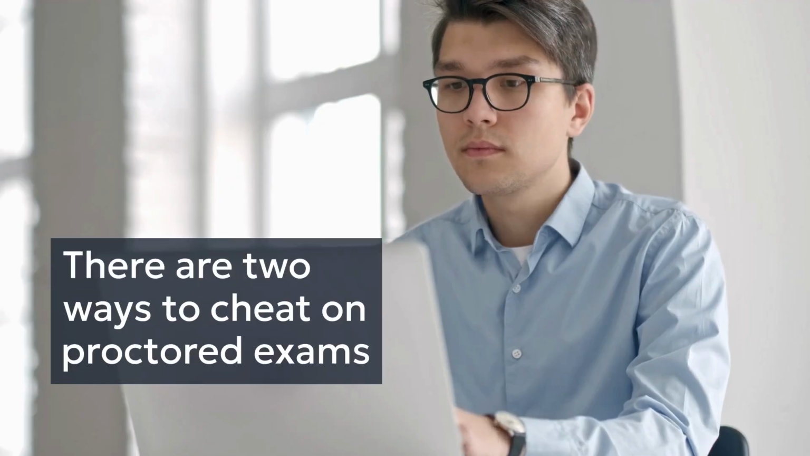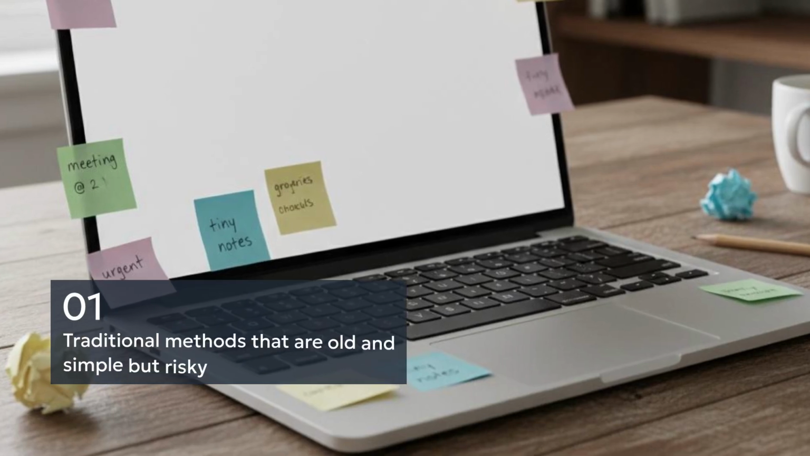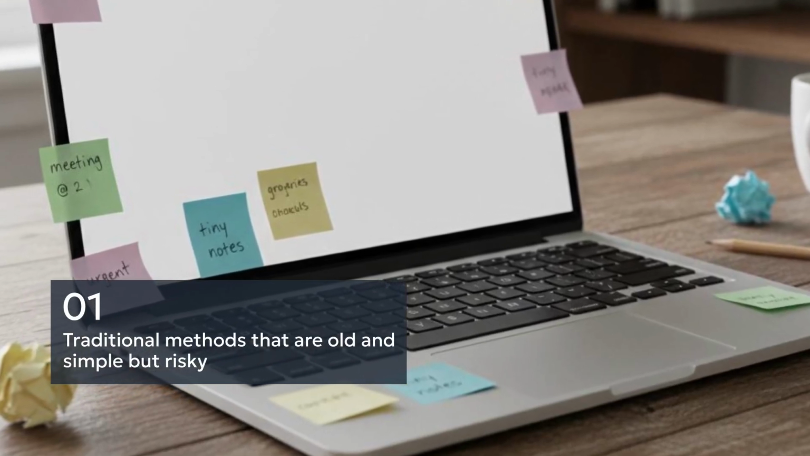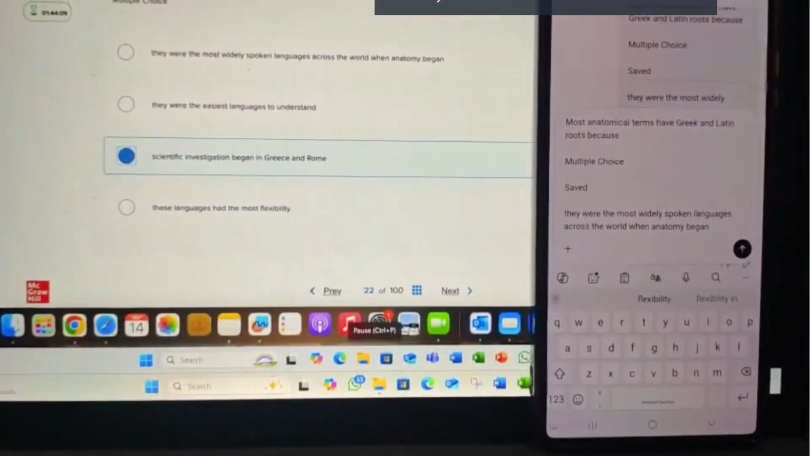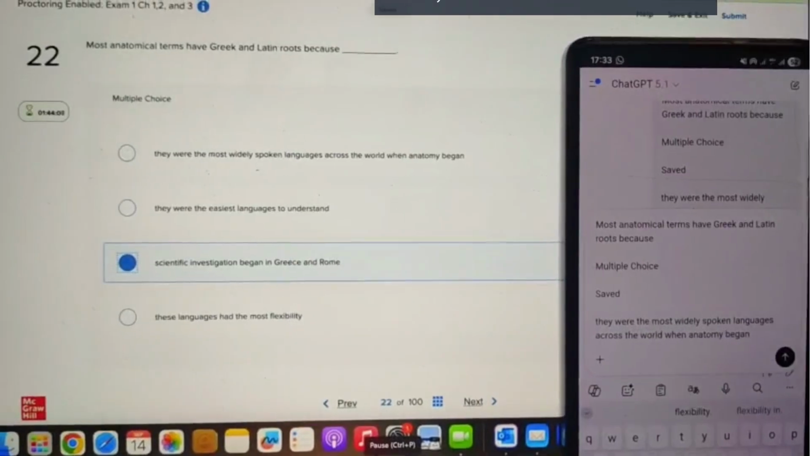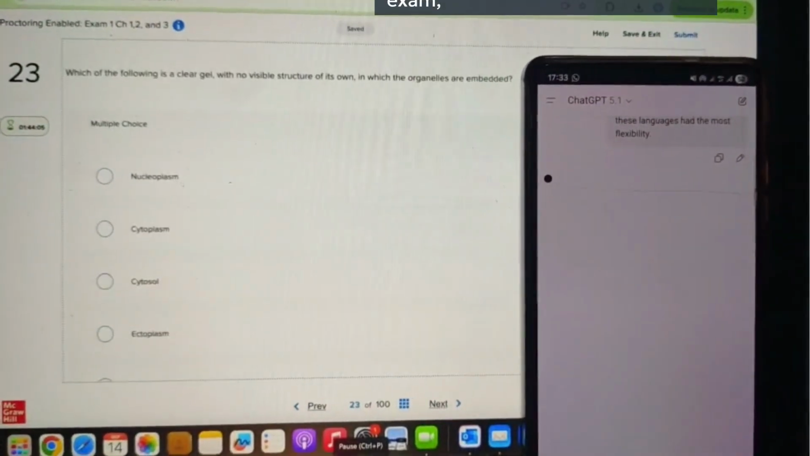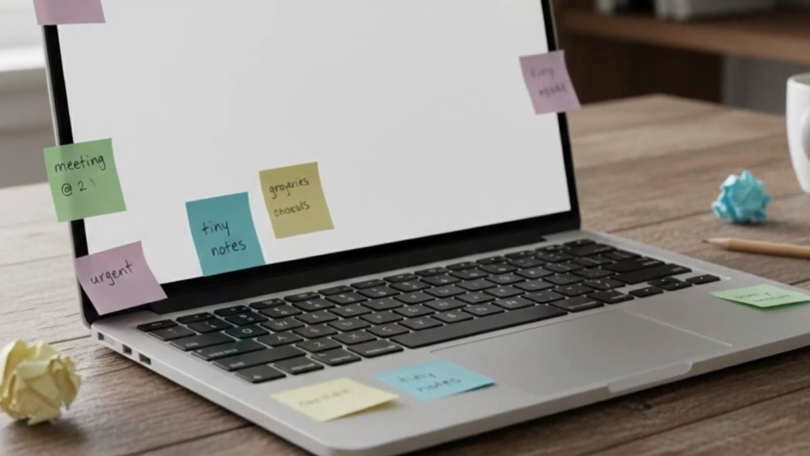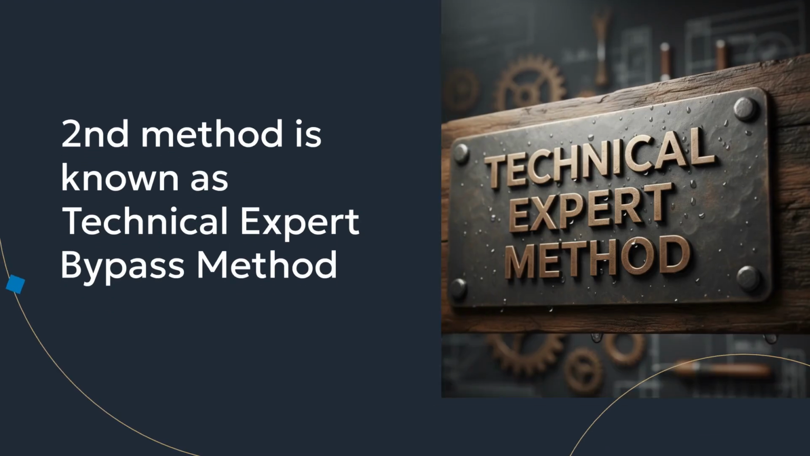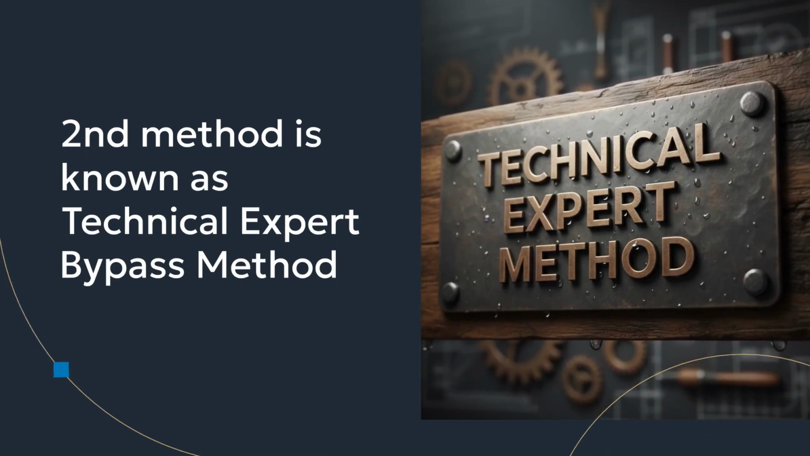There are two ways to cheat on proctored exams. 1. Traditional methods that are old and simple but risky, which include using a phone during your proctored exam, using ChatGPT during the proctored exam, or making tiny notes to cheat your proctored exam. 2. The second method is known as the technical expert bypass method.